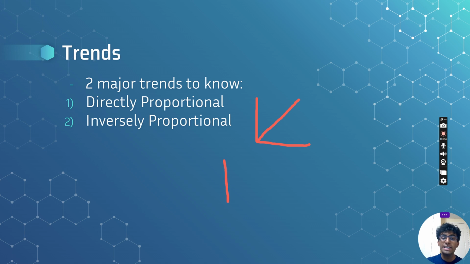Inversely proportional is the exact opposite. As one increases, the other decreases. So as our independent variable decreases, our dependent variable increases, right? Like this. And vice versa as well. So those are the two major trends to know for sure.